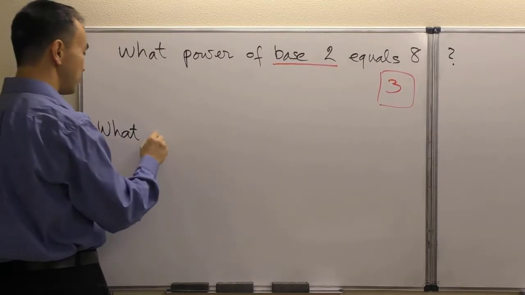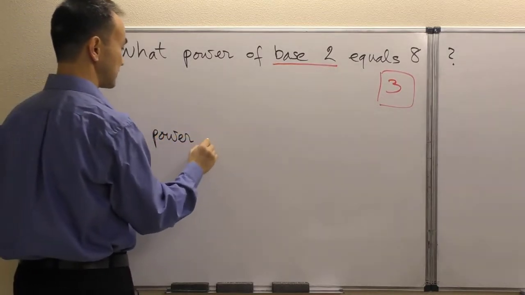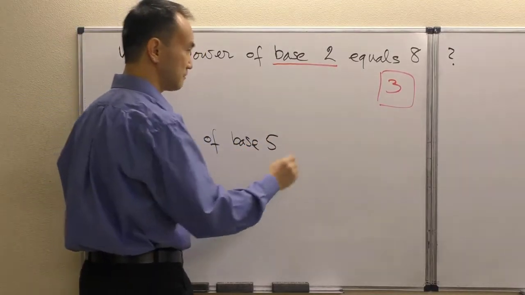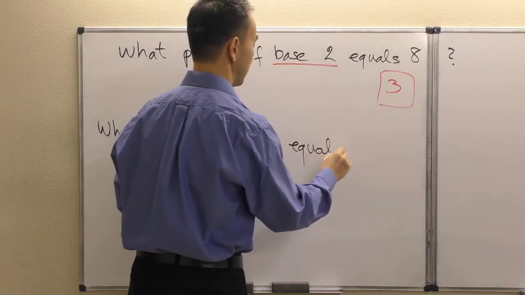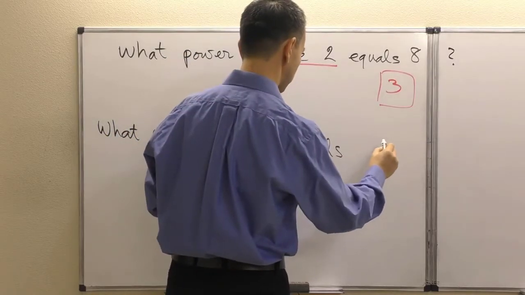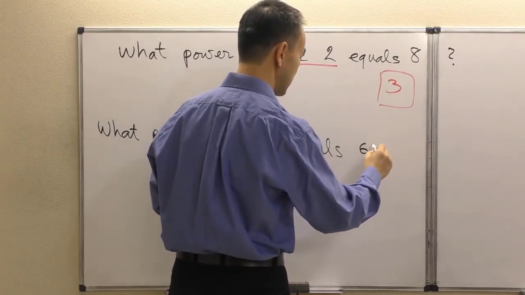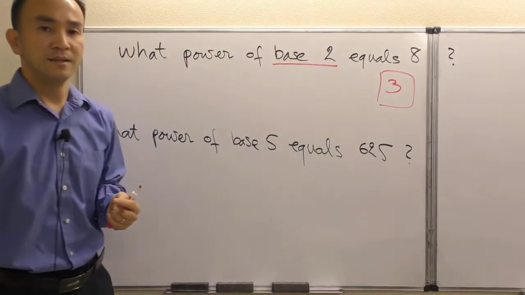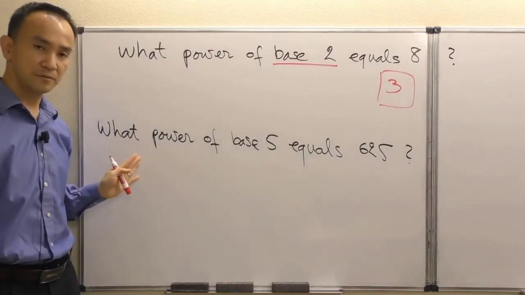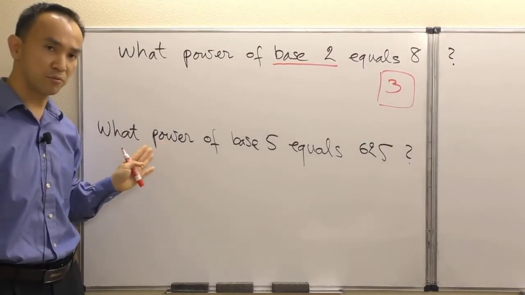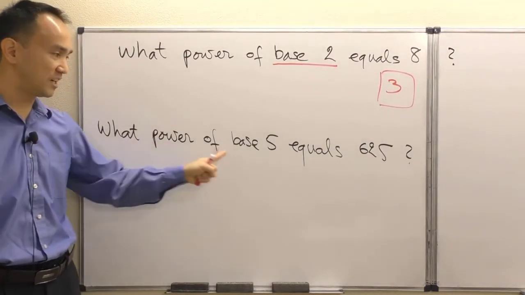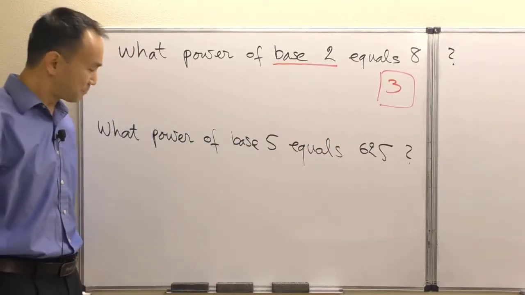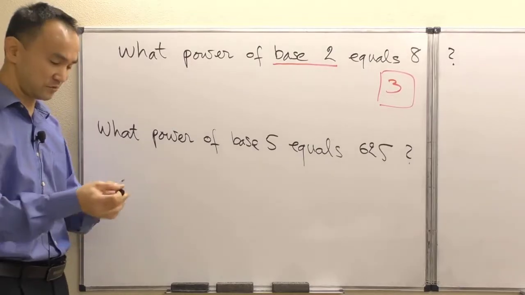So what power of base 5 equals, how about 625? As a complete sentence, as a complete question here: what power of base 5 equals 625? What power of base 5 equals 625?